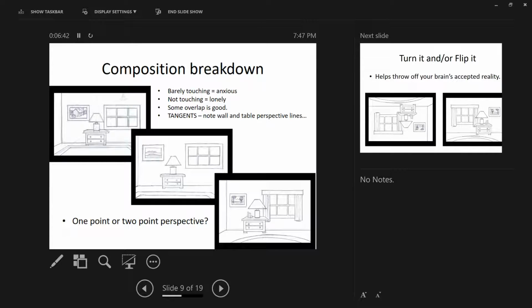And then you need to start paying attention to tangents, like how those lines are working in your image. So you have some parallel lines of the window frame with the top and the bottom and the floor, but there's also this little perspective in the room in the corner that you can see in the table, right?